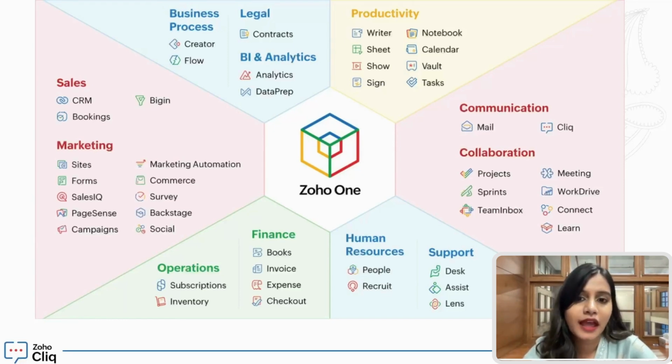In sales, we have apps like Zoho CRM, Bookings, Begin to manage leads and track performance. Marketing is covered with apps like Marketing Automation and Social for campaigns and customer engagement. For communication, we have apps like Zoho Cliq and Zoho Mail that keep your team connected, while collaboration tools like WorkDrive and Connect enable seamless teamwork. Each category is tailored to address specific business needs, making Zoho One the ultimate all-in-one solution.